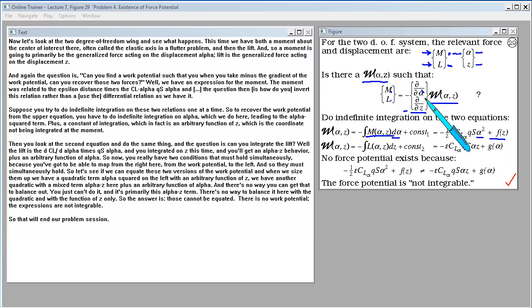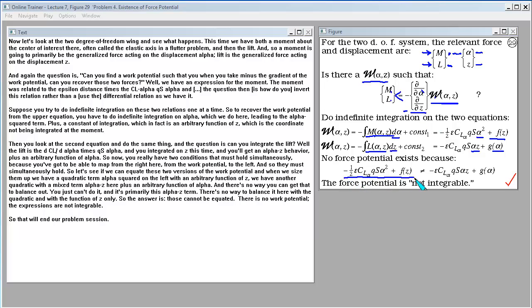Then you look at the second equation and do the same thing, and the question is, can you integrate the lift? Well, the lift is the dCl d alpha times QS alpha, and you integrate it on z this time, and you'll get an alpha z behavior plus an arbitrary function of alpha. So now you really have two conditions that must hold simultaneously, because we've got to be able to map from the work potential to the left, and so they must simultaneously hold.